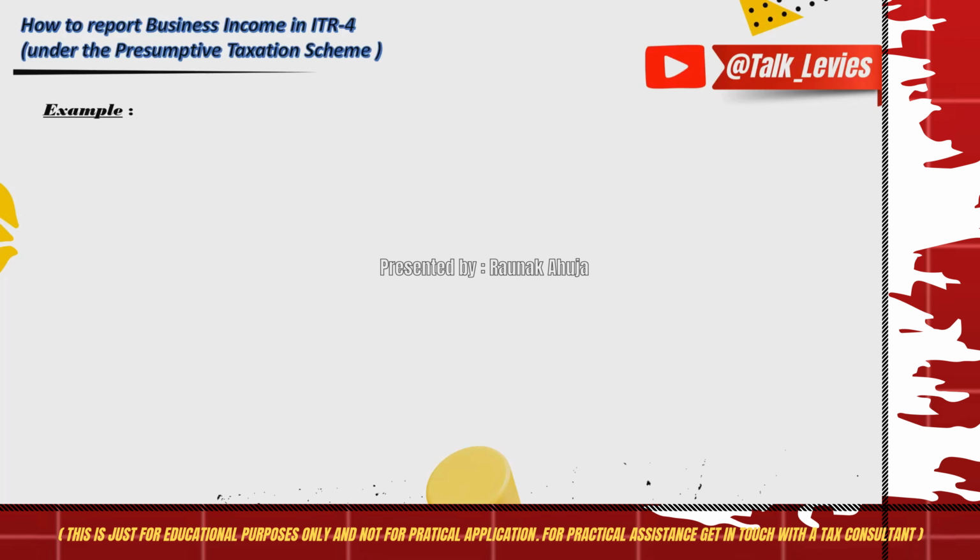In this video, we'll try and understand how to report the business income in ITR 4, that is, when you choose the presumptive taxation scheme. Let's try and understand this with the help of an example.